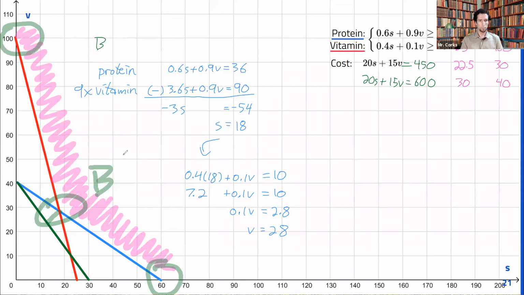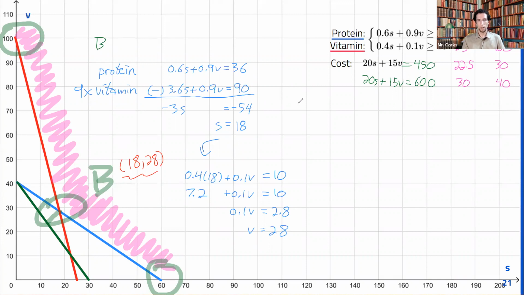28. So point B looks like it is 28, 18. Is that the opposite, Professor? Sorry. Wow. I must be tired. Let's try that again. 18 and 28. There we go. Okay, so there's the location, and we can figure out the actual cost here.